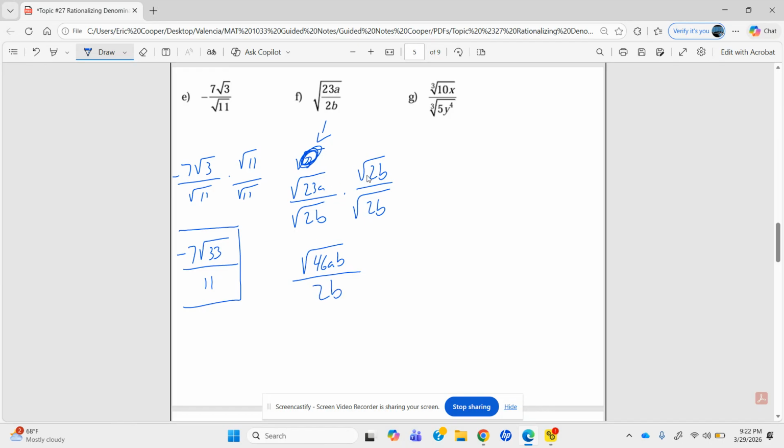46 is only 23 and 2, which are both prime, so that doesn't break down, and neither does a and b. I can't cancel out the b's here because this one's under the square root, and the same thing with the 46 and the 23. So this would be my final answer.